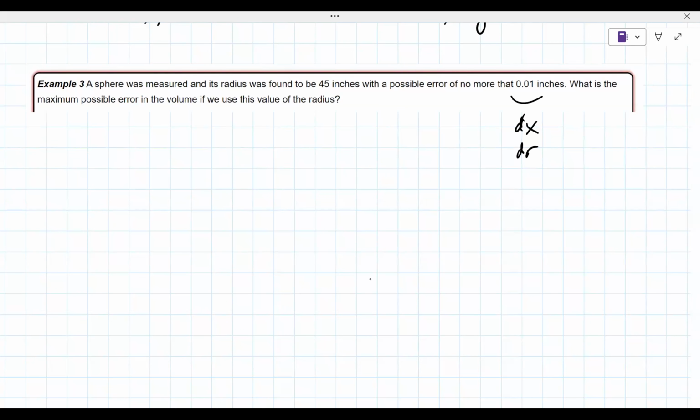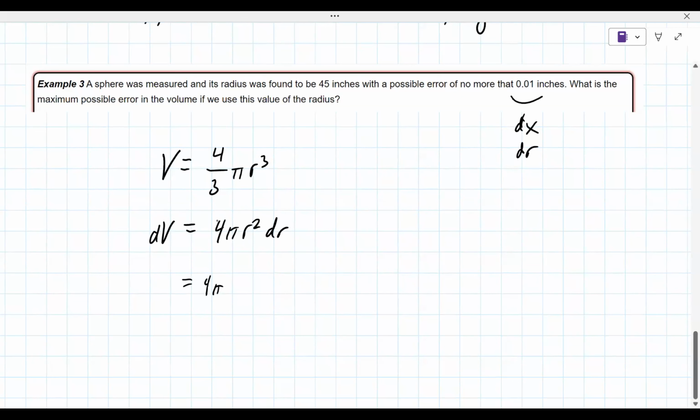So what is the maximum possible error in the volume if we use this value of the radius? So you have to start with the volume. Volume is 4/3 pi r cubed. Could you calculate the derivative for us, please? 4 pi r squared times dr. So this is 4 pi, and then your radius is 45 squared times 0.01. If you have a calculator, why don't you calculate that for us, please? 254.47. Yes, good.